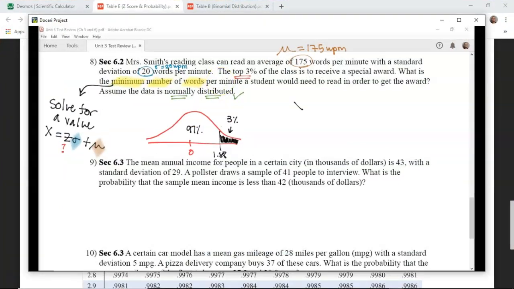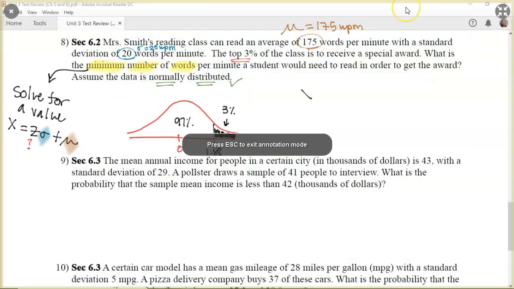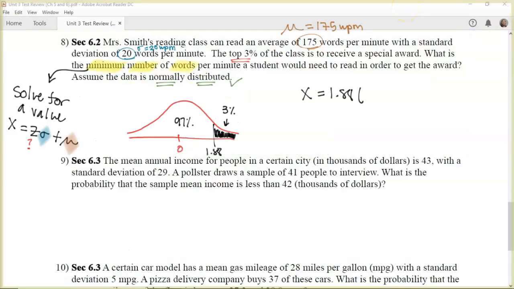Now, we should expect a positive z-score because we're above 0. That's correct, because it's above 0. That's what we want to see. So now we can utilize our formula, substituting the appropriate values: 1.88 times 20 plus 175, 212.6. If we need to round that to the nearest whole number, it's approximately 213 words per minute. So a student who read 213 words per minute or more would be in the top 3%, and they would get an award for the class.